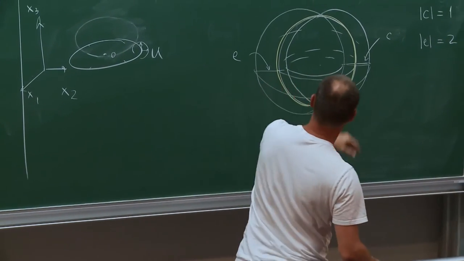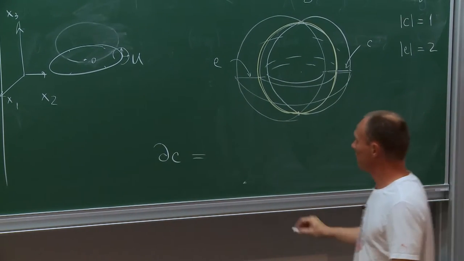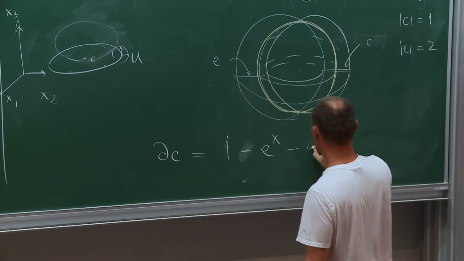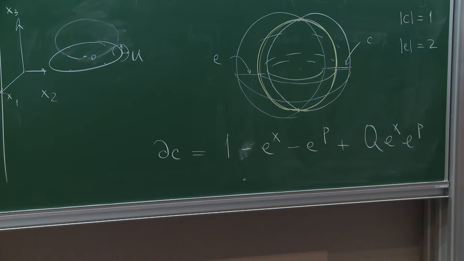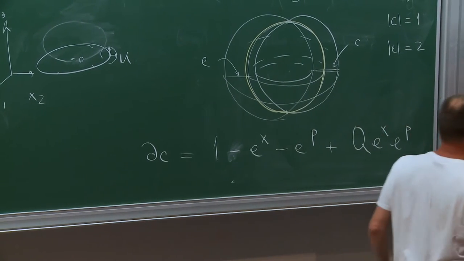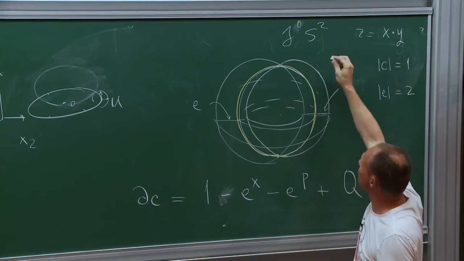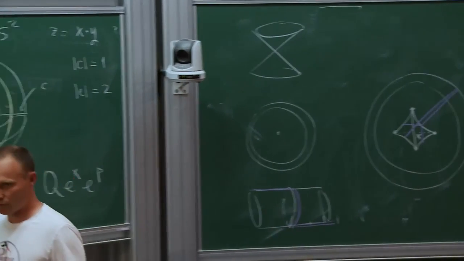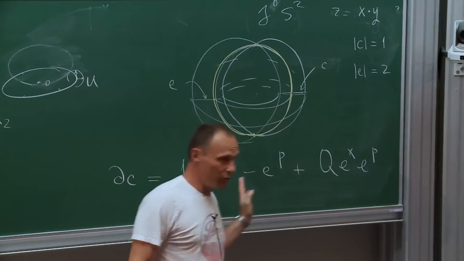So in fact, we have four disks, and we find that this DC is equal to 1, and there are some signs here which I won't discuss right now, minus e to the x, minus e to the p plus q e to the x, e to the p. I'm running out of time, so I'm not going to tell you about the q right now. So basically you have to count intersection numbers of these disks, which are just lying above the flow lines, with some fiber. And then if you take this fiber to lie here, then you get exactly this calculation if it's up on the North Pole. This is a choice, again, of capping path and so on. But you see that there are four disks, and they live in four different homotopy classes.